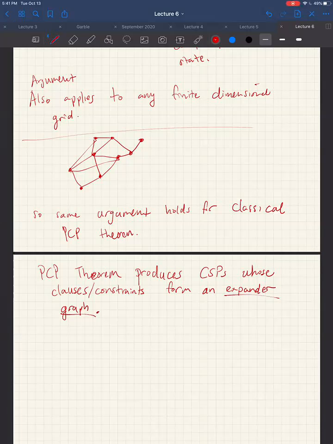Right, so you look at all the clauses and the constraints in these CSPs and how they connect to the different variables, and it forms a graph. And these graphs are going to be very highly connected, right? They're going to form what's called an expander graph. Expander graphs are those where it's basically impossible to decompose them into small pieces without cutting a lot of edges.